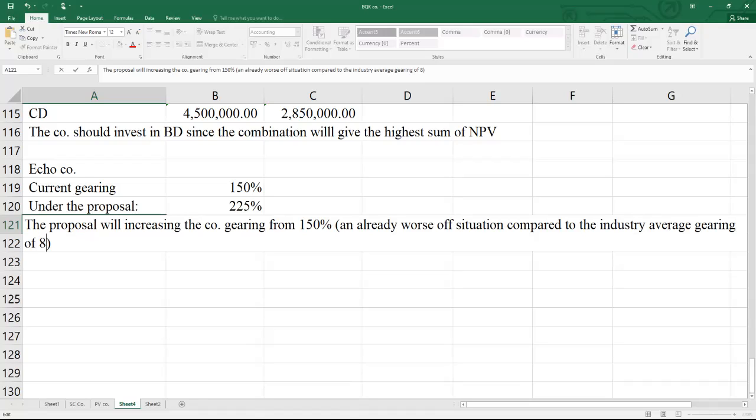The industry average gearing is 80%. They could increase the company gearing from 150% to 225%. Okay, this is not a good proposal. Definitely, it increases the company gearing. That's the first proposal. If the company goes ahead with this proposal, then the company gearing will increase to 225%. Clear?